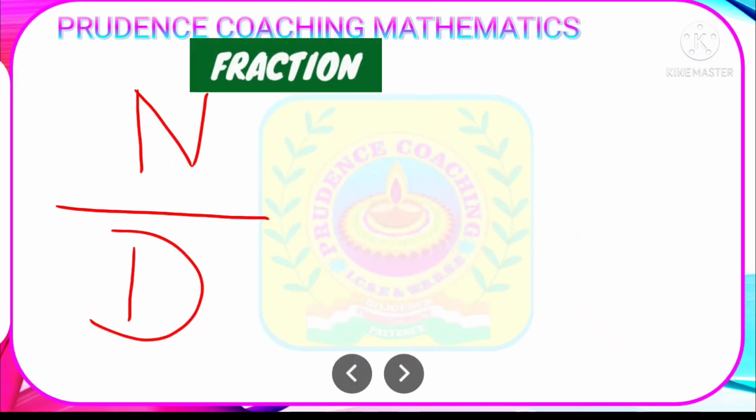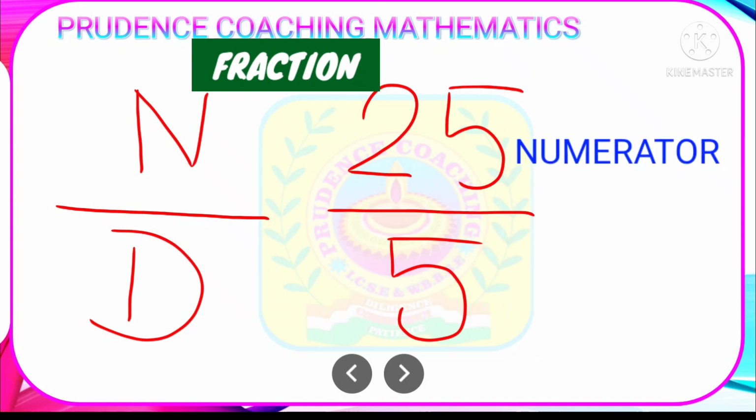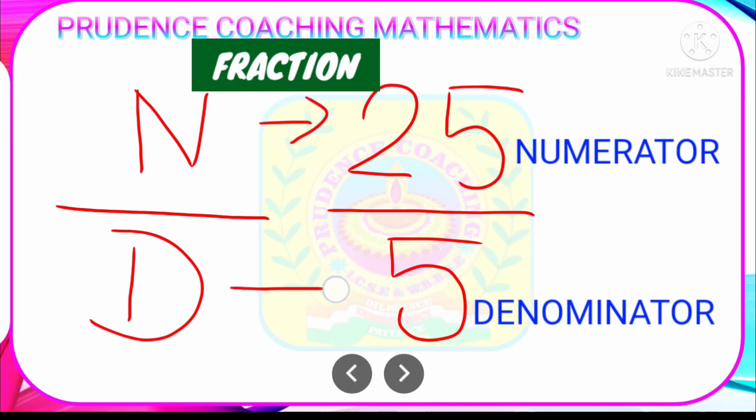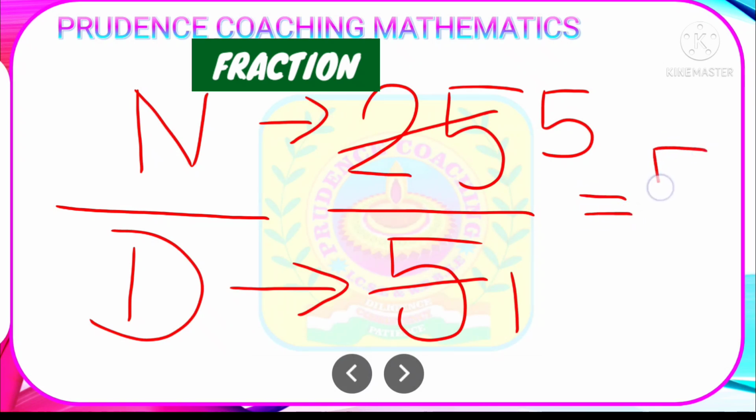Now my dear students, if I write here 25 by 5, can you tell me which one is the numerator and which one is the denominator here? Yes, you are absolutely correct. 25 is the numerator and the denominator here is 5, as both 25 and 5 are the natural numbers. My dear students, can we cancel 25 by 5? Yes, we can cancel out. We can get it as 5 5s are 25 and 5 1s are 5. That means 25 by 5 can be written as 5 by 1.